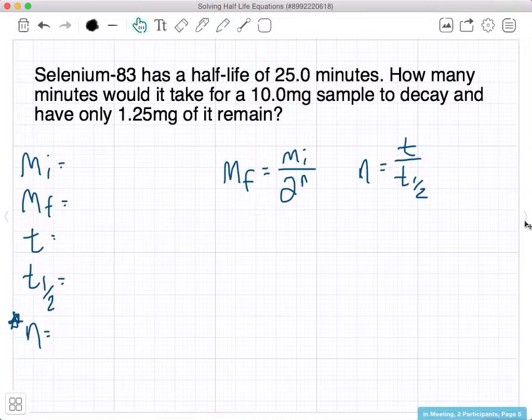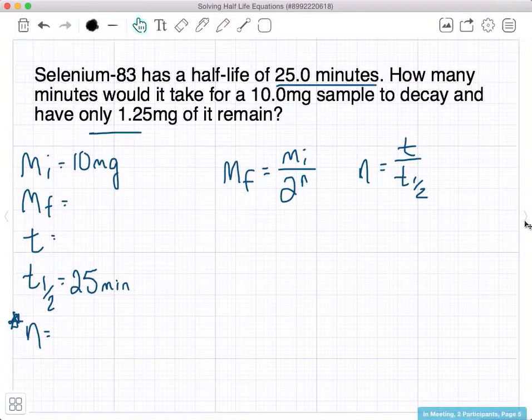In the equation, we're given 25 minutes. It says a half-life of 25 minutes, so 25 minutes is going to be t sub 1/2. How long would it take for a 10 milligram sample? So we have a 10 milligram sample to decay. So 10 milligrams must be our initial mass, because it's the larger mass that we're given. So that's our initial mass.